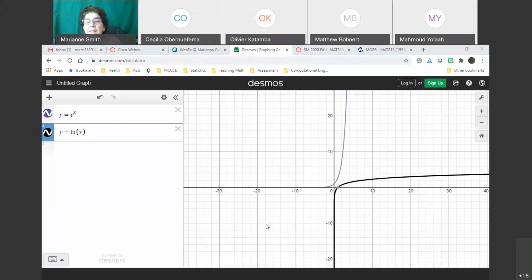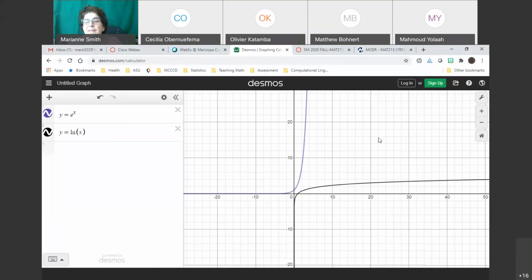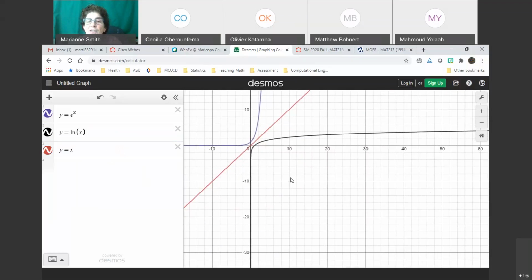Everybody see that these two functions are symmetric across the line y equals x? They're like reflections of each other. If I draw this line in the middle, the purple line and the black line are reflected across that red line. That's because they're inverses. But then that changes things. If you look at the log function, which is this black function, is the domain all real numbers?